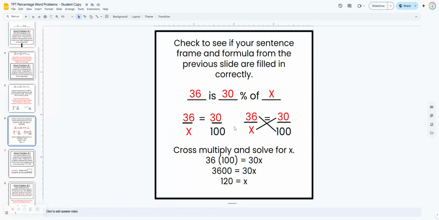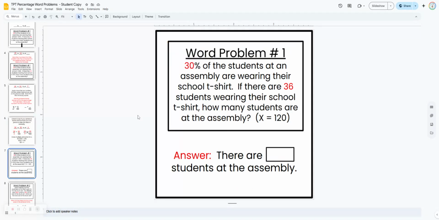And we're just going to cross multiply and solve for x. So 36 times 100 equals 30 times x, and here we get 3,600 equals 30x. I'm going to divide both sides by 30, and I get x equals 120. So now I've solved my first word problem. If x is 120, that means there are 120 students at the assembly.